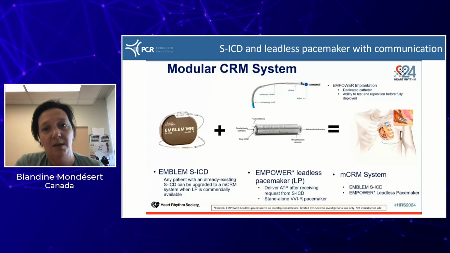And now we have the modular system with the leadless named Empower from Boston Scientific, coupled with the sub-Q ICD, and now there is a communication. So far the communication is only one way, sub-Q to Empower, but perhaps in the future we could have two-way communication. It allows us to have the pacing backup and ATP in case of monomorphic VT. That system is not approved yet, neither by the FDA nor by the European regulation.